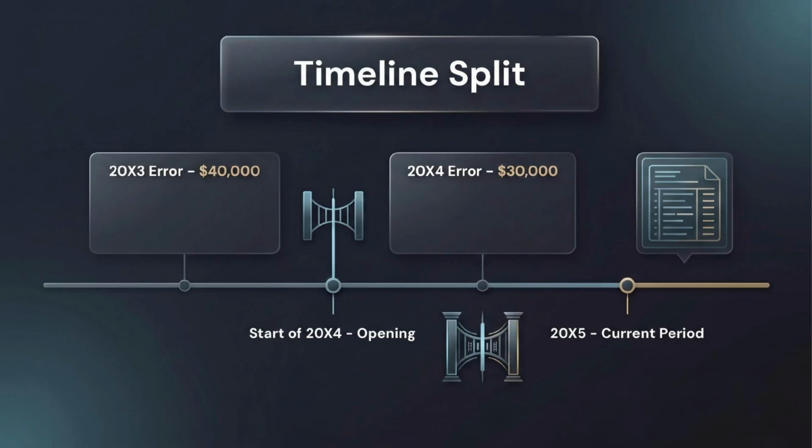The 20x4 error, however, occurred inside a period that is actually presented, so it is corrected directly in the 20x4 comparative income statement. The current 20x5 income statement does not absorb these prior errors. This separation prevents the most common restatement calculation mistake.